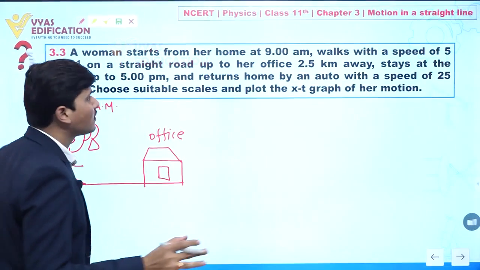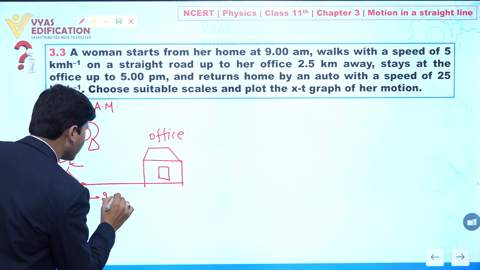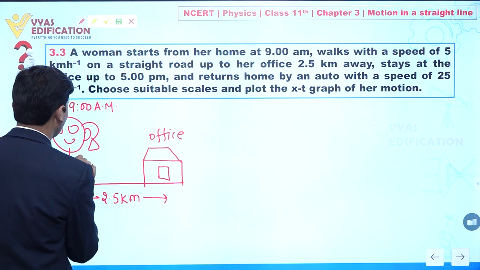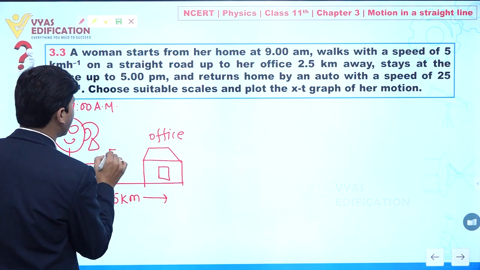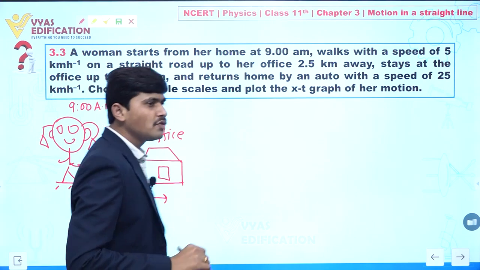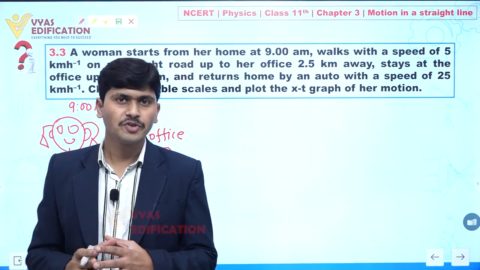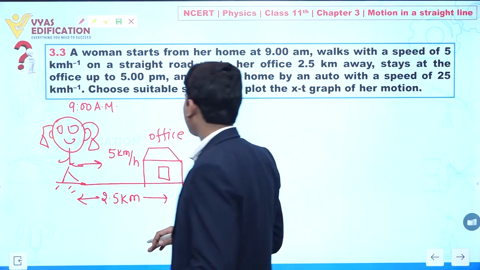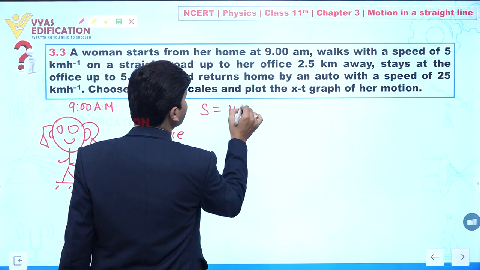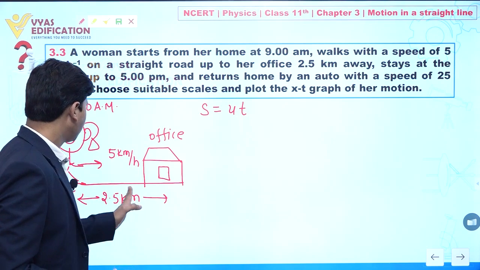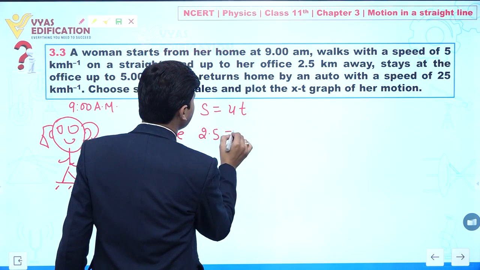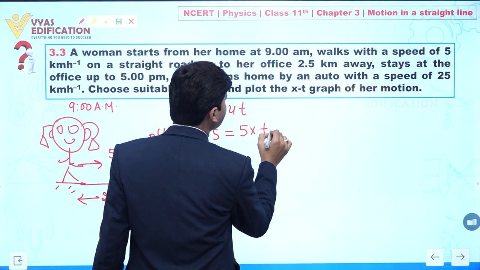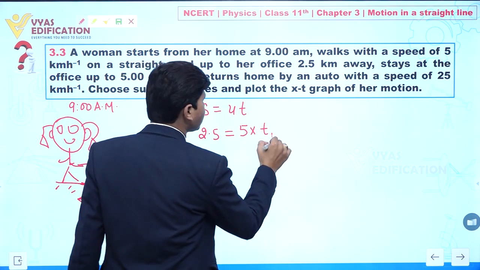In this question it is given that she walks 2.5 kilometers, and when she started her journey from her home, her speed is given as 5 kilometers per hour. Now you can see we have uniform motion. Uniform motion means she is moving with uniform speed. So here we can apply one concept, S equal to ut. The distance covered by her is 2.5 kilometers, the speed is 5 kilometers per hour, and the time taken we can say is t, or let's take it as t1.